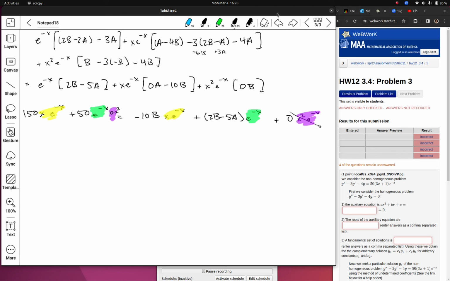So what I'm going to get is I set like terms equal to each other. I want the x e to minus x to match the x e to minus x on both sides. So I'm going to get 150 equals minus 10b from x e to minus x, and 50 equals 2b minus 5a from e to minus x, and 0 equals 0 is already true from my x squared e to minus x terms.